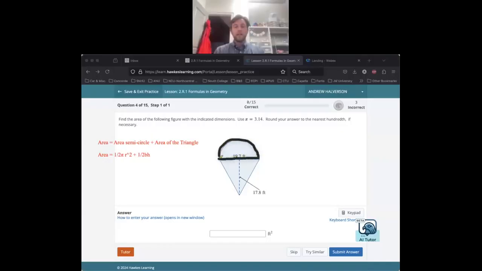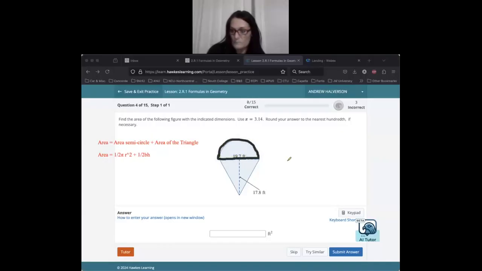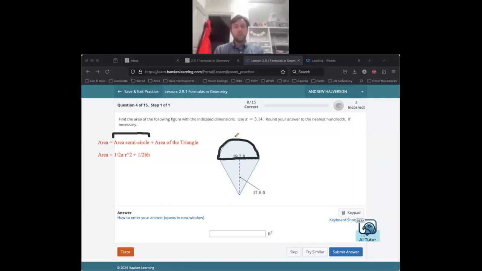That's my first piece. Oh, well, that's a half of a circle. And so that's what this part right here represents. So I took that, I just focused on that piece. And then I said, oh, well, the remaining shape here is a triangle. So I need that area as well. And I took it one piece at a time, one piece at a time.